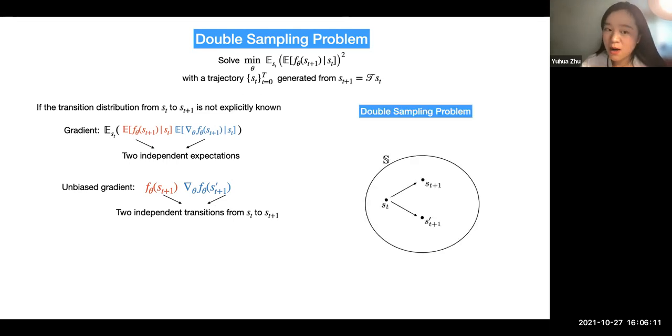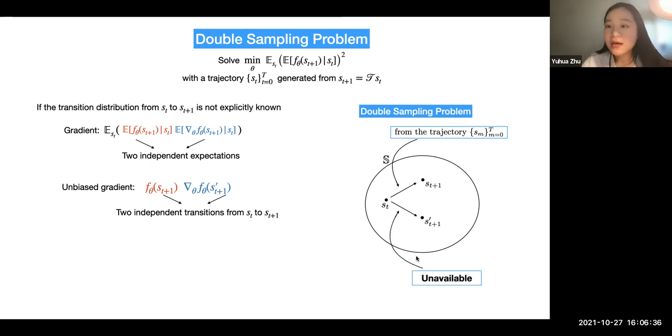And why will this cause us a problem? Because in order to solve this optimization problem using stochastic gradient descent, we need two independent transitions from S_t to S_{t+1}. The first transition can be easily obtained from the trajectory. However, the second is usually unavailable, because in this trajectory we are in a continuous state space. It's hard for the trajectory to go back directly to the same spot S_t. So it's hard to find another trajectory starting from S_t that goes to the next state, a second sample. That's why this is the so-called double sampling problem in reinforcement learning.